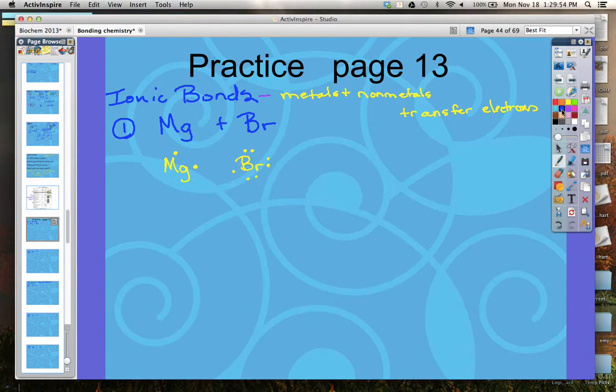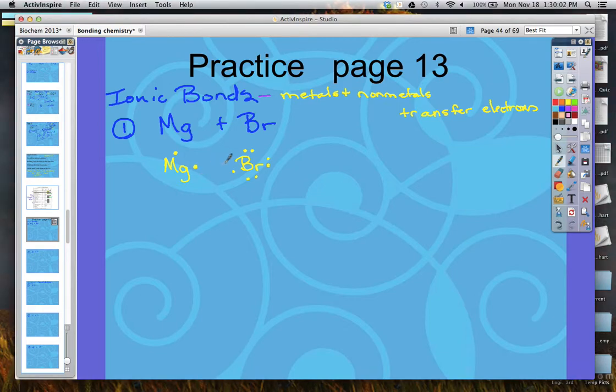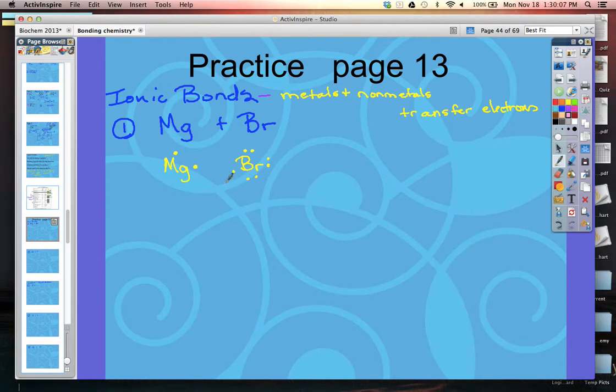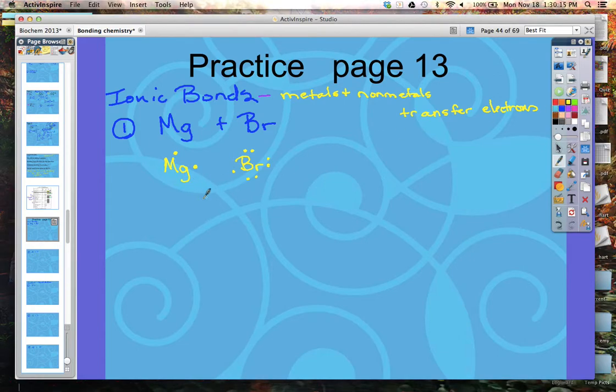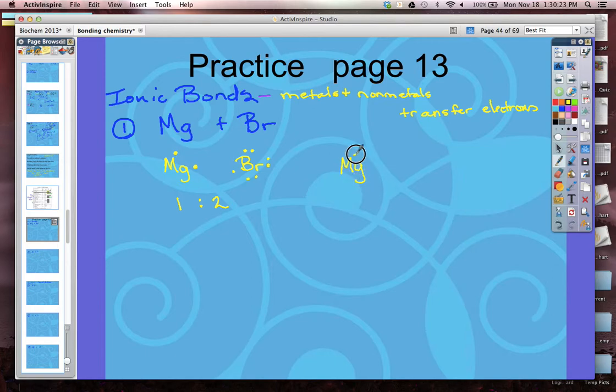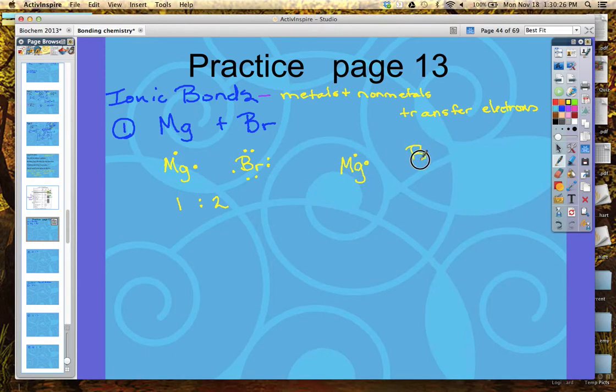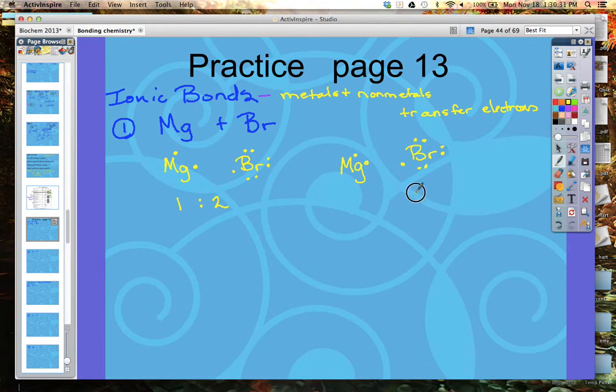Now, if I look at what's happening between these two, I can see that magnesium has 2 electrons to give away, and bromine can only accept 1, because once it accepts that 1, its valence shell is going to be full. It will have an octet. So I'm going to need to have 2 bromines. And when I do, that's going to give me a 1:2 ratio. And when I draw that out, I'm going to redraw it over here to the right. Magnesium and then bromine. I'm going to have 1 bromine and another one.